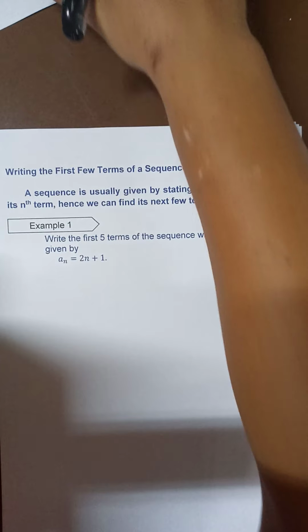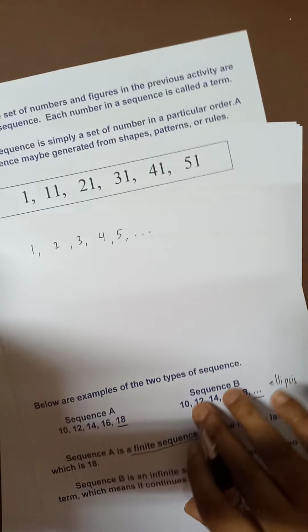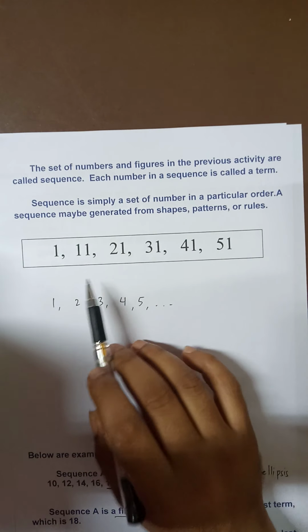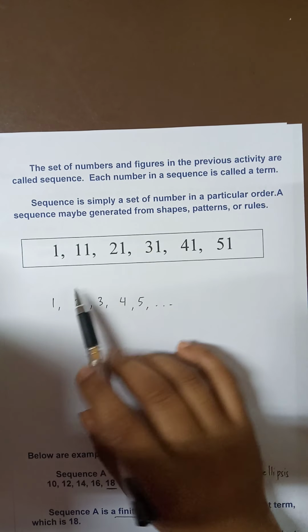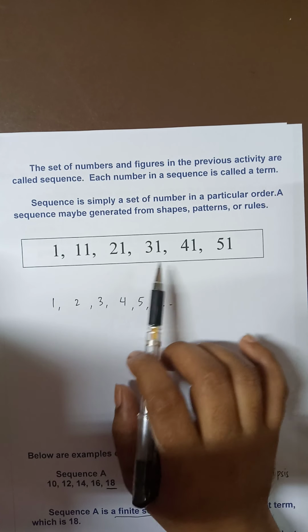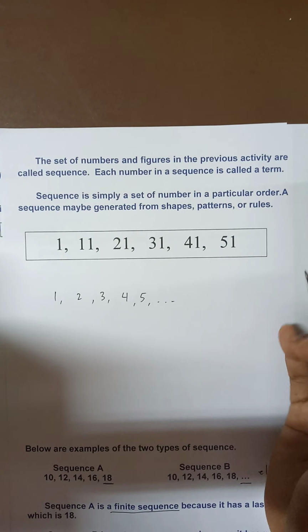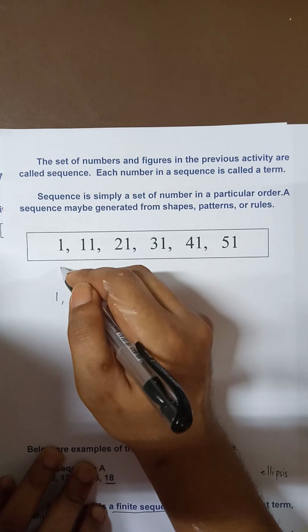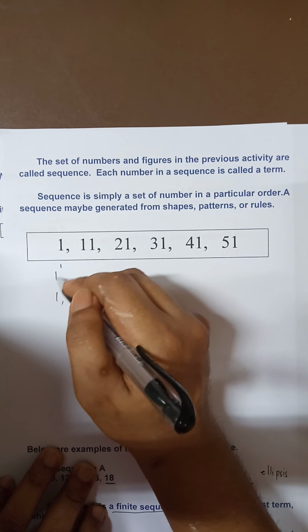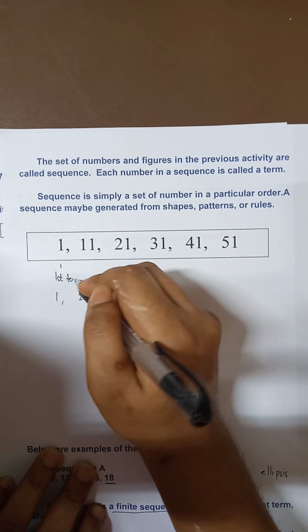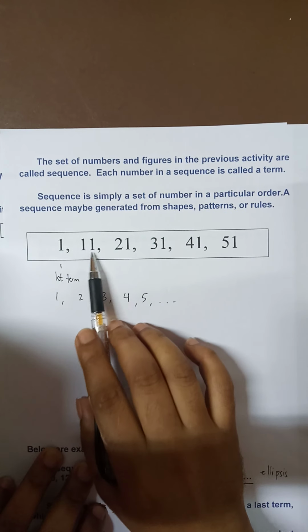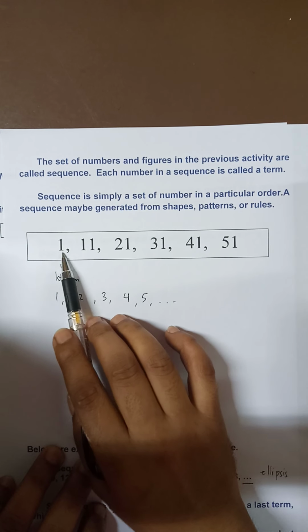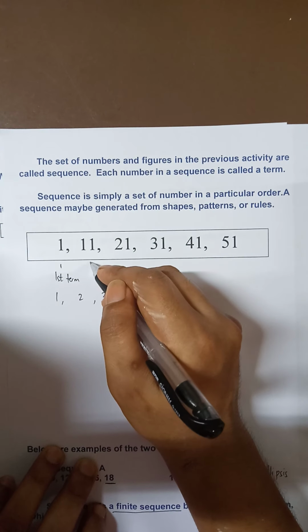Okay, so let us go back to our example for the sequence. This is the example of a sequence: 1, 11, 21, 31, 41, and 51. The 1 is what we call the first term, because the values of a sequence are what we call terms. So the 1 is the first term.